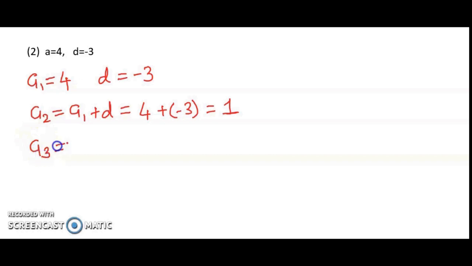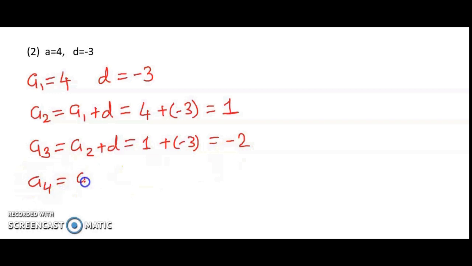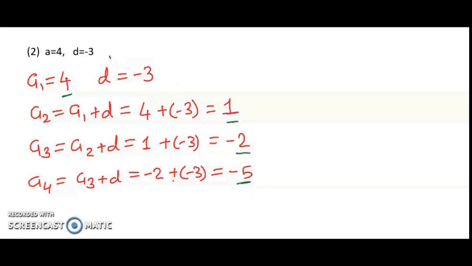Same way, if you want to find the third term, we can add the common difference to the second term. The second term is 1 and the common difference is minus 3, so the third term will be minus 2. Same way, for the fourth term, we add the common difference to the third term. The third term is minus 2 and the common difference is minus 3, so minus 2 plus minus 3, we get minus 5. So in this arithmetic progression, the first term is 4, the second term is 1, the third term is minus 2 and the fourth term is minus 5.